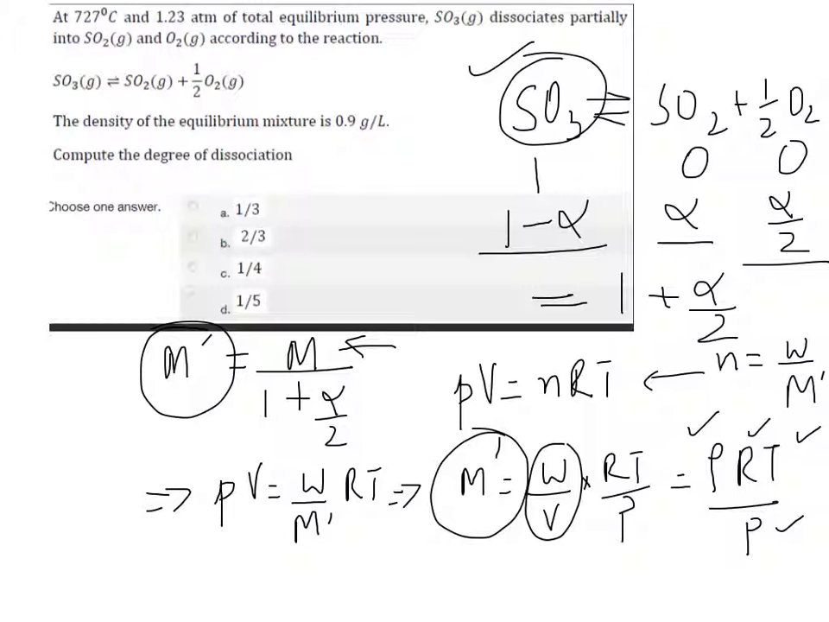You know what M is, that's the molar mass of SO3. You've just calculated M prime, you know what M is, and all you're left with is to calculate alpha from this equation.